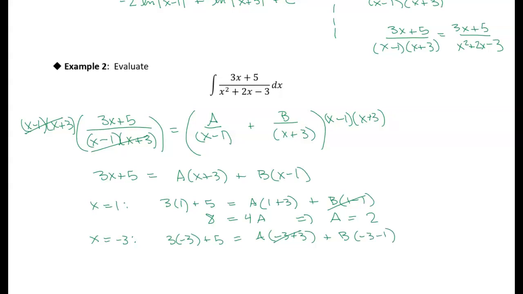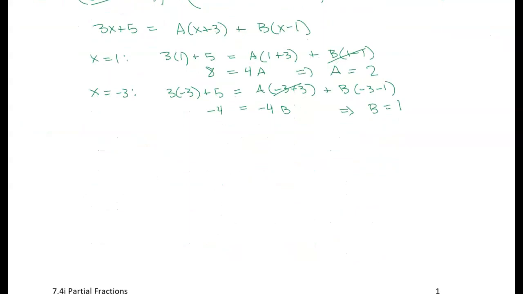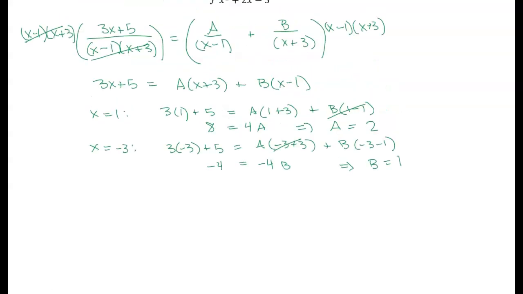Okay, so here we have negative 9 plus 5, so this becomes a negative 4. And on the other side, we're just going to have negative 4 times b. So that's telling us that b is equal to 1. All right, so we have a and b. Let me scroll down here a little bit so I can get some more room. We have a and b, and now we can write our partial fraction decomposition.